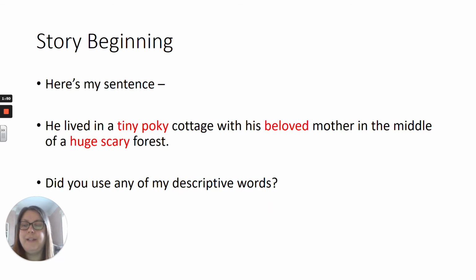So my sentence is, he lived in a tiny pokey cottage with his beloved mother in the middle of a huge scary forest. Wonder what description word you used. Again, can't wait to see your work.